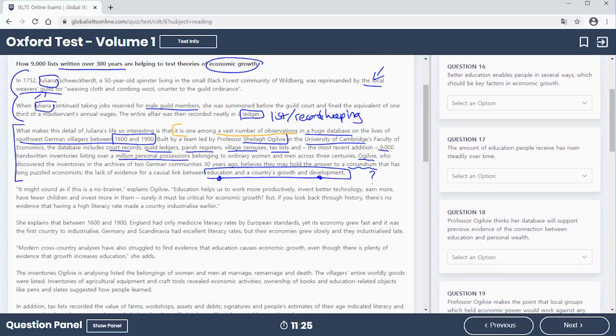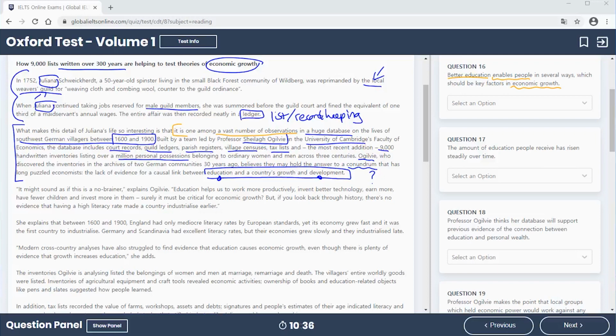Question 16: better education enables people in several ways, which should be key factors in economic growth. Okay, this is a slightly awkwardly worded one. We said we're looking for key phrases: better education enables people, several ways, and economic growth. Now we need to start scanning. This is the section where your scanning skills are really important, being able to quickly look through the text to find words that are synonyms or have the same meaning as what's in the question.